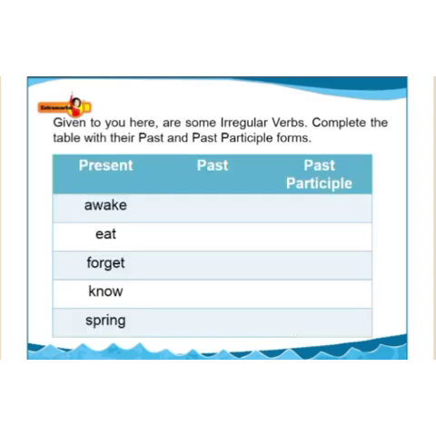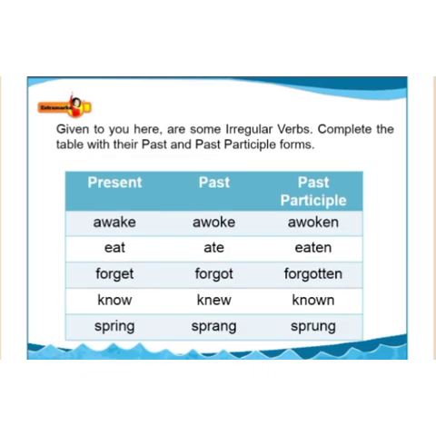Given to you here are some irregular verbs. Complete the table with their past and past participle forms. The answer is awake, awoke, awoken. Eat, ate, eaten. Forget, forgot, forgotten. Know, knew, known. Spring, sprang, sprung.